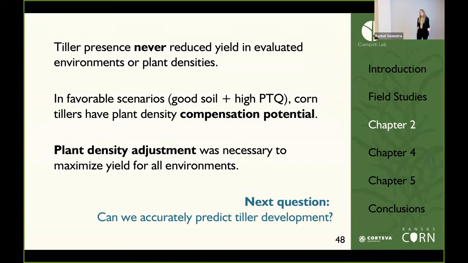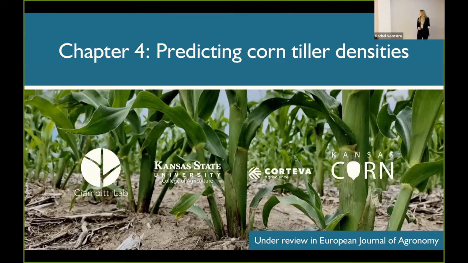So the next question that I'm sure you're asking is, how can we accurately predict the number of tillers we're going to see in a field? You showed me that the number of tillers can impact the yield response that we see. So can we predict that? Well, you're in luck, because we're going to talk about it.